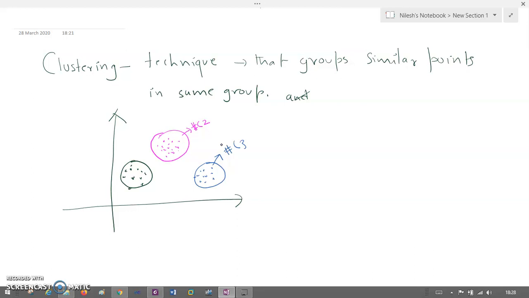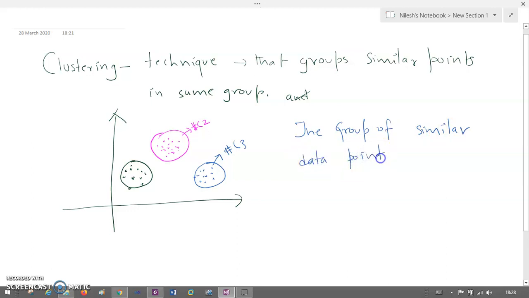The group of similar points, I'll also write it down here: the group of similar data points is called a cluster. If I'm talking about one cluster, it is a group of similar data points, and clustering is the whole thing. Now the next thing is, what is the difference between clustering and classification/regression models?